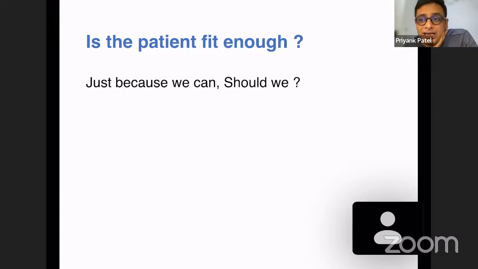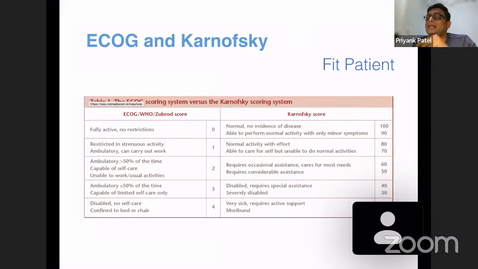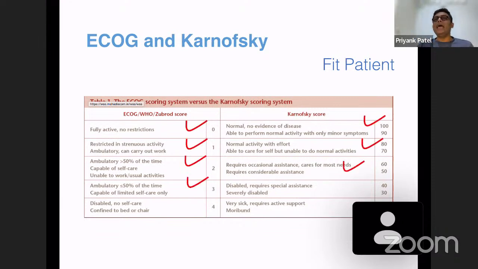The surgery is going to be different if the patient is 70 years old, and it is going to be different if the patient is 90 years old. So one other important part in deciding the treatment, rather to decide how aggressively you want to treat the patient, is based on how fit the patient is. And there are a few criteria, like the WHO ECOG scores and the Karnofsky scores, which tell us which type of patient you would want to operate on and which patients you don't want to do anything for. Typically, patients who are very disabled, requiring special assistance, or are very sick, requiring active support, or are confined to the bed or chair.